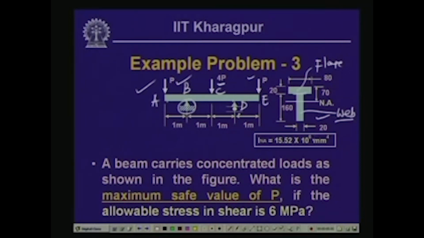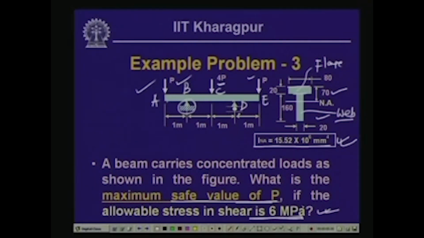Now, here the neutral axis position is given, which is at a distance of 70 millimeter from the top of the beam, and the moment of inertia of this cross section is also given over here. What you need to find is the maximum safe value of P, so that the shearing stress does not exceed the allowable stress limit of 6 megapascal.